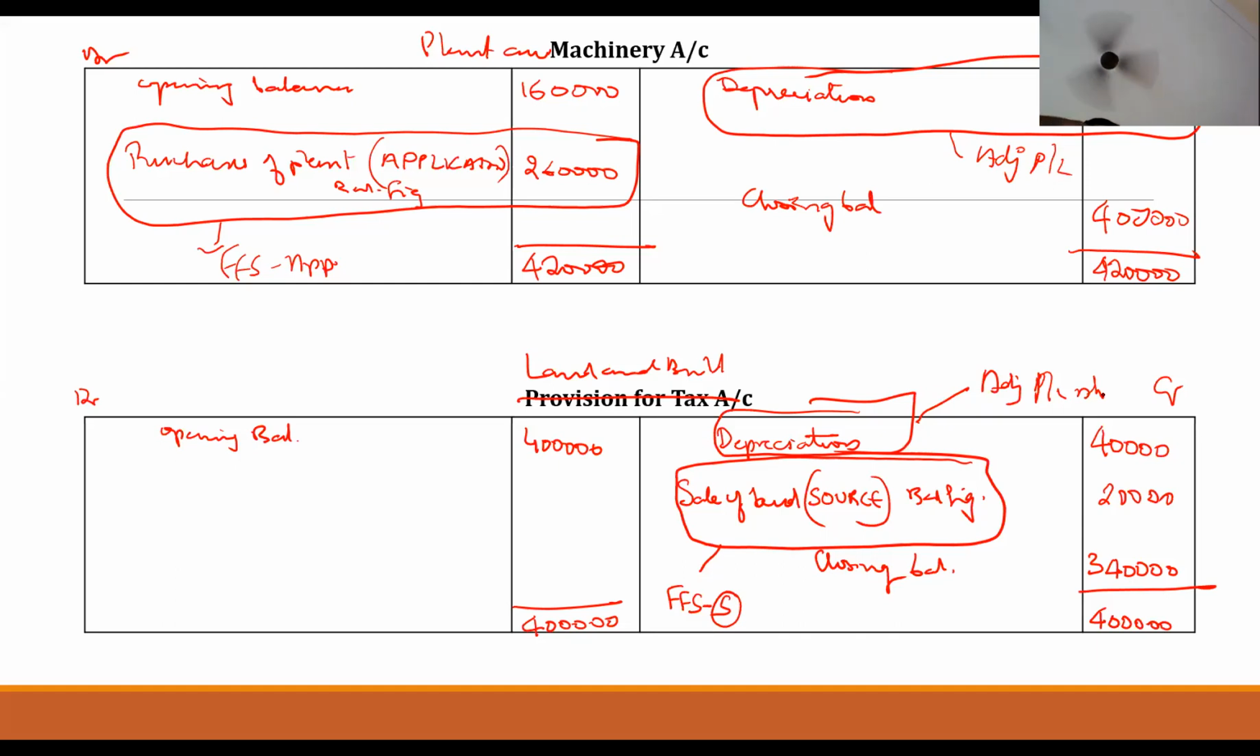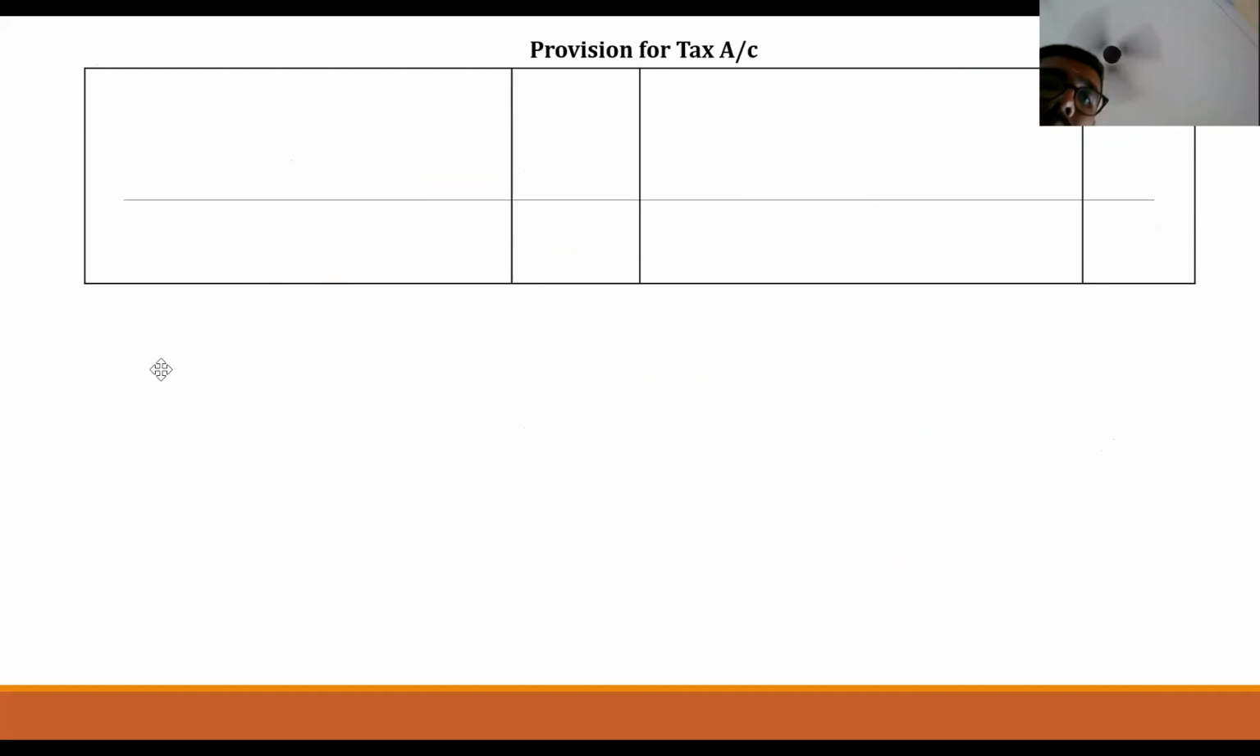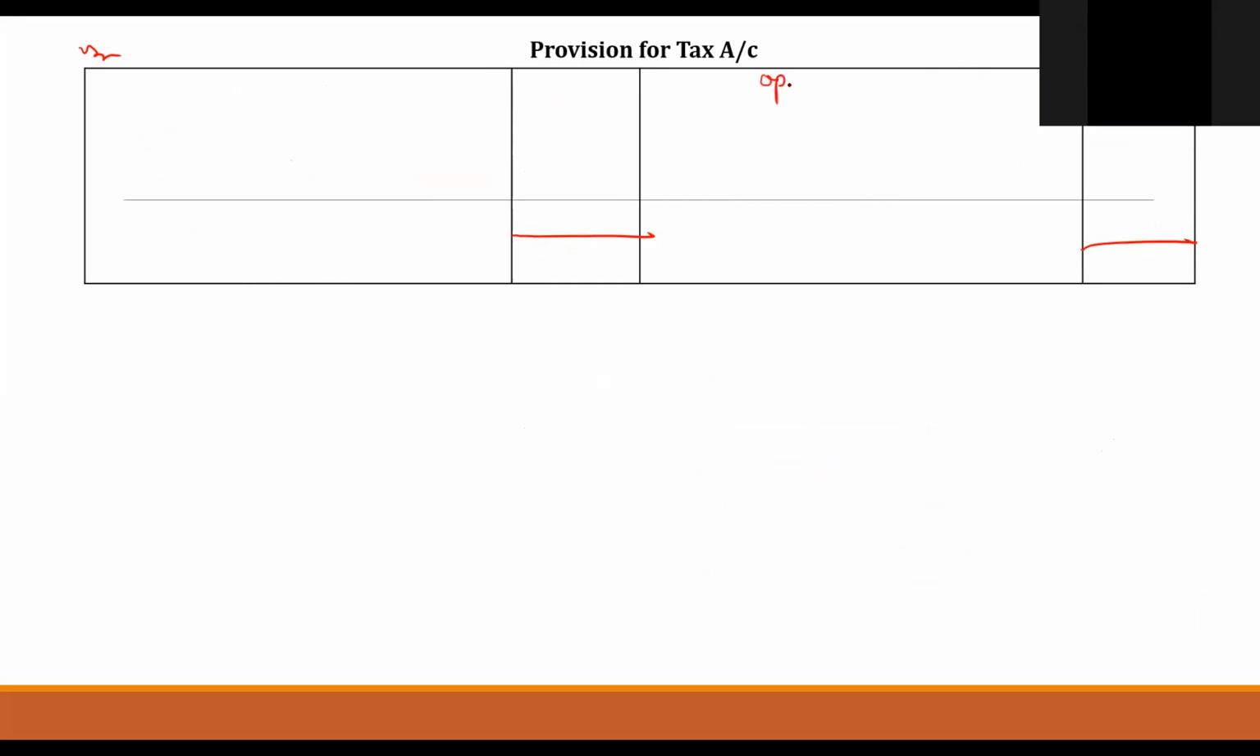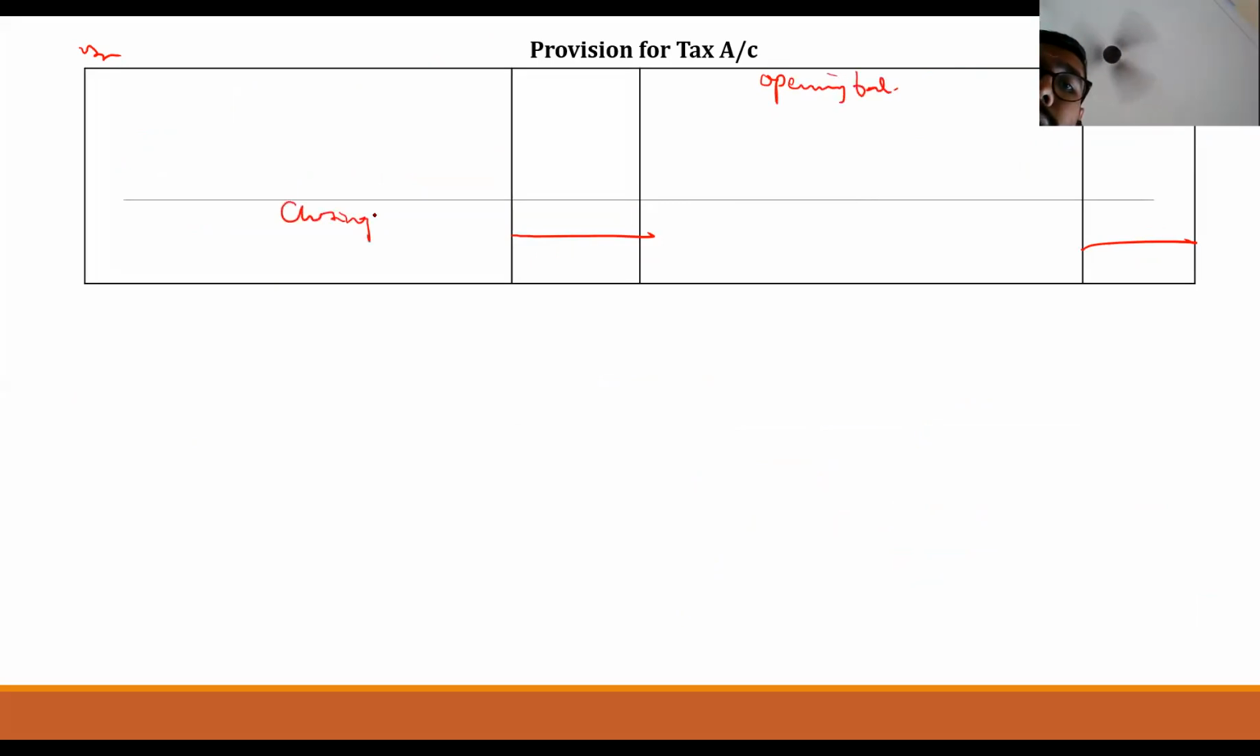Now, what is the third account that we are required to prepare? Provision for taxation. Provision for tax, asset or liability? Liability. So we have the opening balance and closing balance in the question. Which side does the opening balance appear? Credit side, because it is a liability. Opening balance 80,000, closing balance 1 lakh.